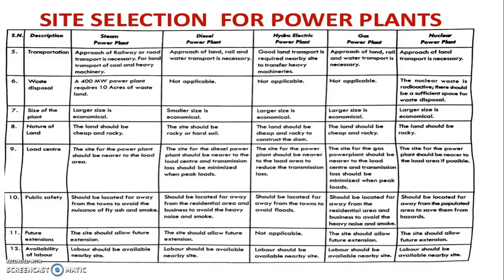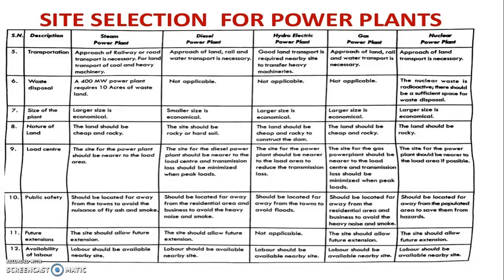Next, transportation. Approach of railways and road transport is necessary for land transport of coal and heavy machineries. Waste disposal. For steam power plants and nuclear power plants we need special methods for waste disposal. For diesel, hydroelectric and gas power plants, waste disposal is not too much. Next is size of the plant. Large size is economical for steam power plant, hydroelectric, gas power plant and nuclear power plant. So the plant size should be large enough.